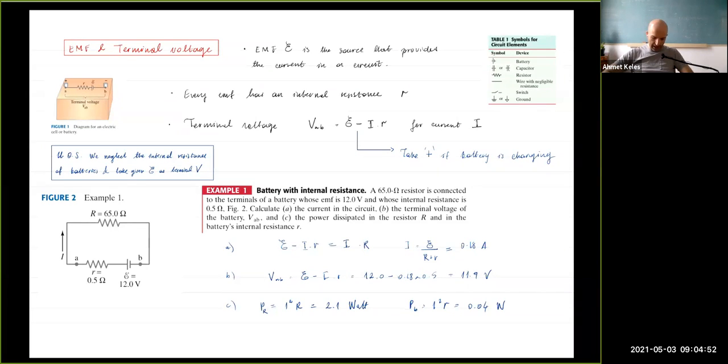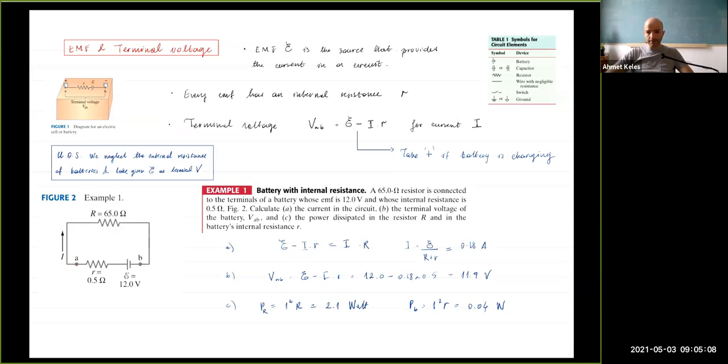Okay. But I think in this case, they are explicitly asking for the power in this element and the power in this element. And R is already known. I think I can just use the current. Of course, you can calculate the V here and the V here, and it's going to give the same thing.